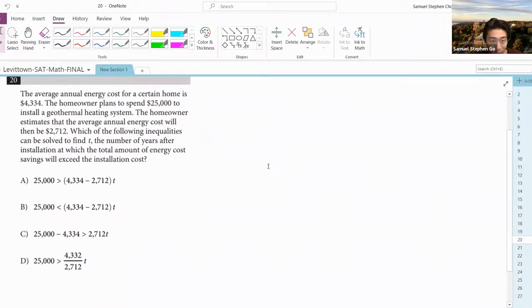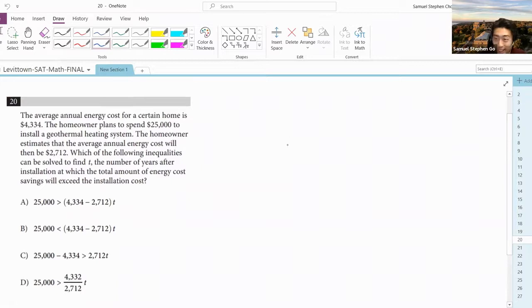Another modeling question. Looks like I'm getting all the modeling questions today. So the average annual energy cost for a house is $4,334. That's annual. It's every year. The homeowner plans to spend $25,000 to install a geothermal heating system. The homeowner estimates that the average annual energy cost will then be $2,712. So a decrease from the original cost.